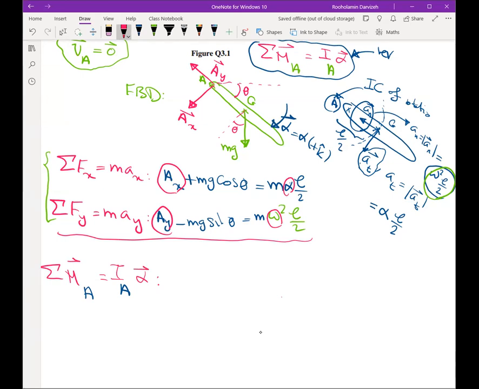Okay, can you help me? Sigma M_A equals to, what's the moment of A_X with respect to point A? Perfect, and moment is a vector, we know, zero vector. The moment of A_Y is zero as well. Okay, what's the moment of mg? mg cos theta times L over 2.